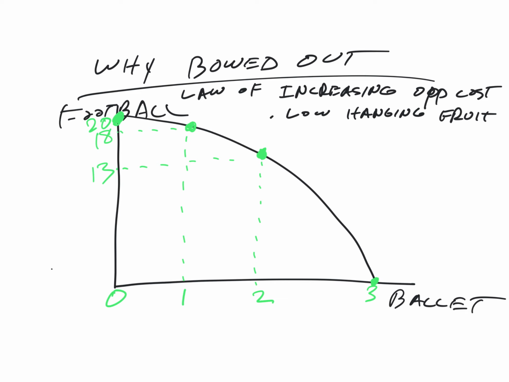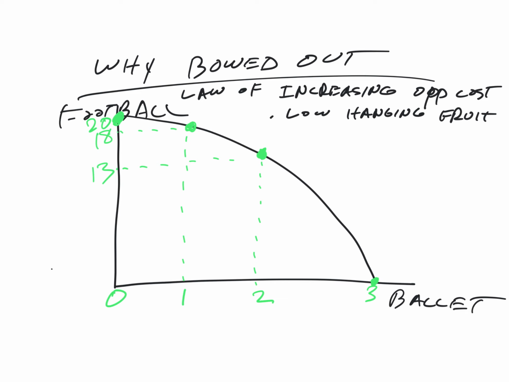How come? Because the people now being transferred out of football into ballet are terrible at ballet. Okay, these are great at football. These are resources that are very narrowly suited for football. We're talking offensive linemen, okay? These guys can't do ballet worth a darn, okay? They can only do one little move or something. So they aren't very good at ballet. It just takes all of them to crank out that third ballet.